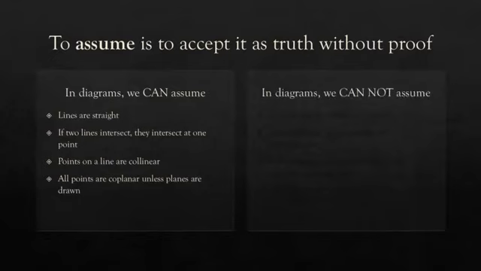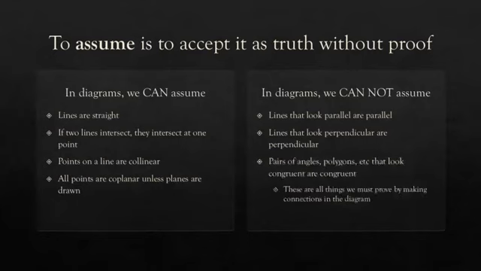However, when we look at diagrams, we cannot assume things. We cannot assume that lines that look parallel are actually parallel. We cannot assume that lines that look perpendicular are actually perpendicular. And we cannot assume that pairs of angles or polygons that look congruent are actually congruent. These are the things that we're going to have to prove by making connections in the diagram. So we can't just look at two triangles and say they look congruent. We're going to have to prove that by connecting different parts.